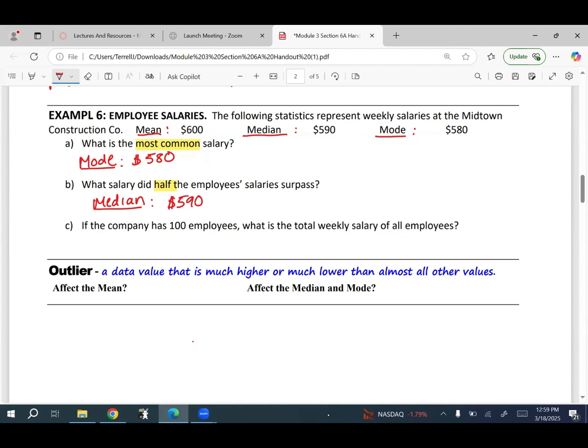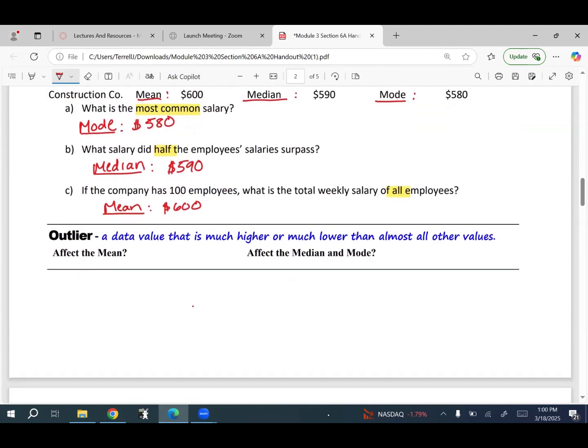And C, if the company has 100 employees, what is the total weekly salary of all employees? Keyword here, all. The only measure of center that takes into account all values, in this case, all employees, is the mean. And so the answer to this, what is the total weekly salary of all employees? That would be 600. So we talked about outliers earlier.